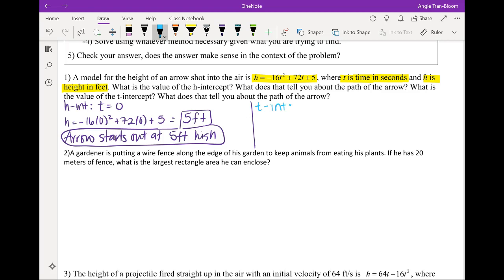X. So that means y must be 0. So can I say h must be 0? Okay. So 0 equals negative 16 t squared plus 72 t plus 5. How do we solve for the t intercept? You have 4 different ways. You just gotta pick one. What would you like to try today?